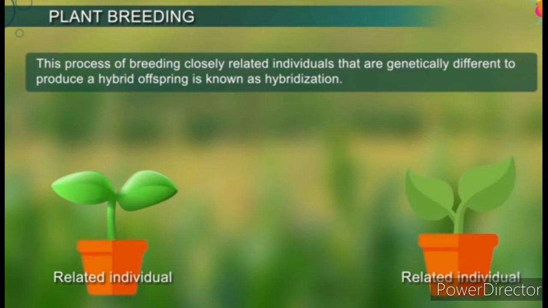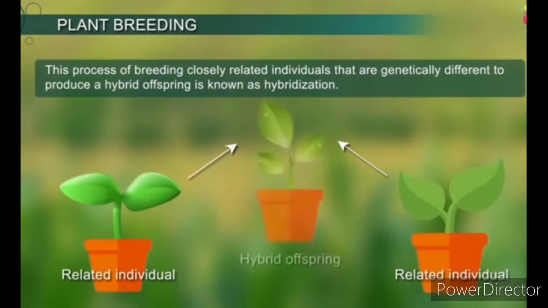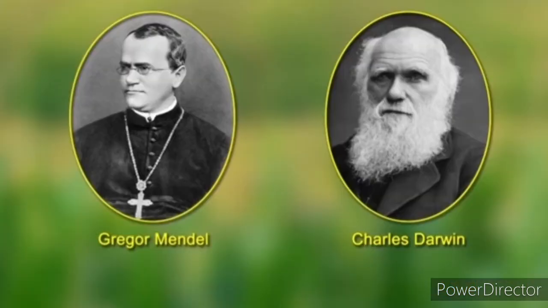Now, this process of breeding closely related individuals that are genetically different to produce a hybrid offspring is known as hybridization. One important point in plant breeding is hybridization. Two related individuals combine to form a hybrid offspring. Gregor Mendel and Charles Darwin effectively demonstrated hybridization within a plant species.